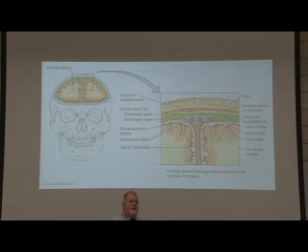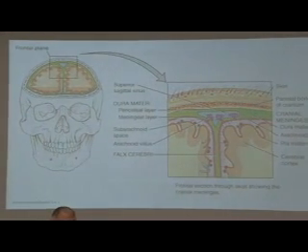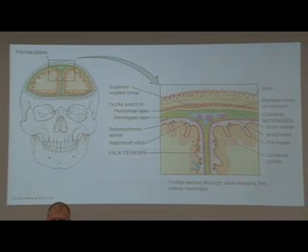So ideally, if we're going to make 20 mLs per hour, 480 mLs per day, then at the other end we need to be reabsorbing 480 mLs per day, so that production equals reabsorption.